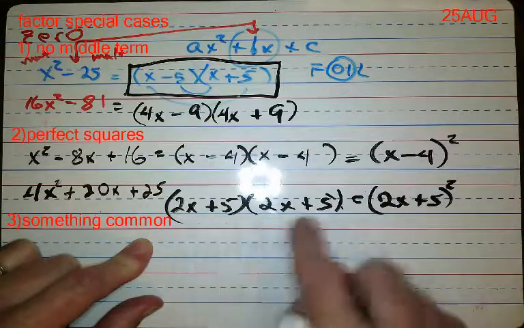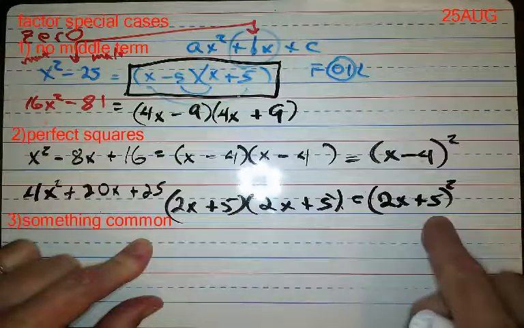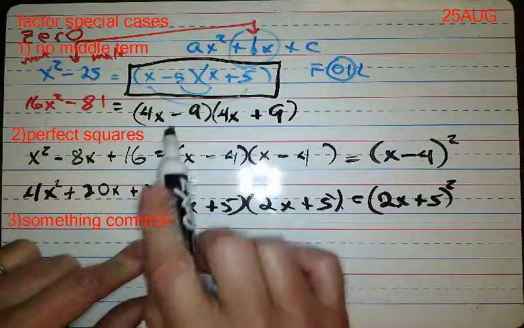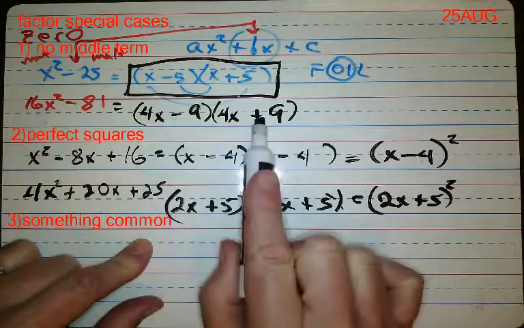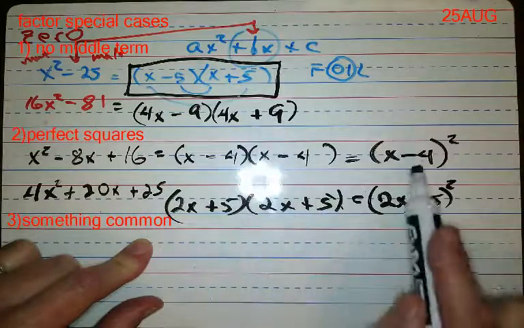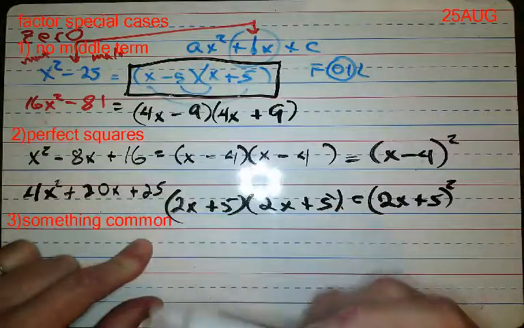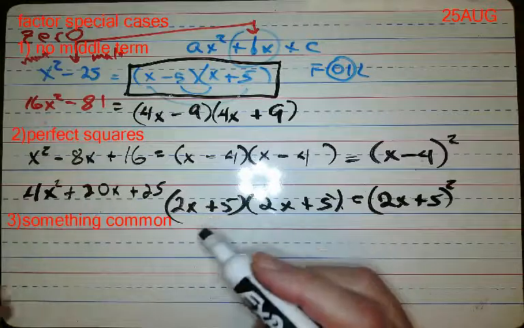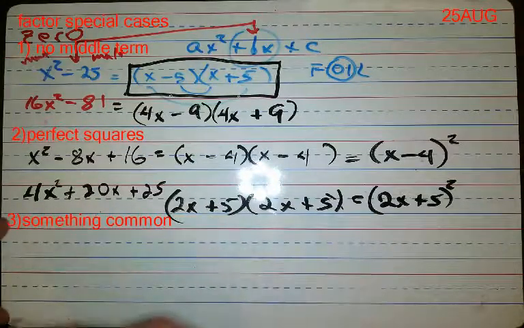If they're both exactly the same, then you can put it in squared. These are so close to being the same, but see, this one's a minus, that one's a plus. You cannot put that one in squared. This one same way. Okay, what if something was common?